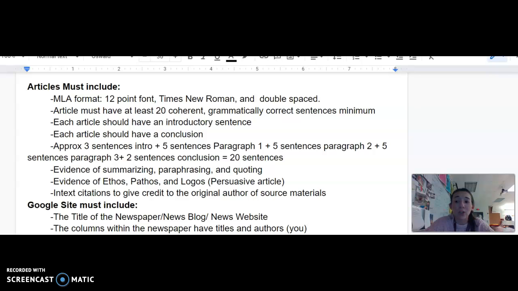So this is just an overview of your articles in total because this is the end of our project. Each article should have a formulation of 20 sentences. This is just a breakdown of that. There needs to be evidence of summarizing, paraphrasing, and quoting in your articles. In the persuasive article, there is evidence of ethos, pathos, and logos. You should have in-text citations to give credit to the original author of source materials.